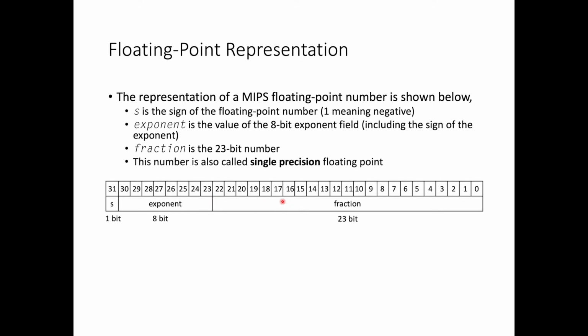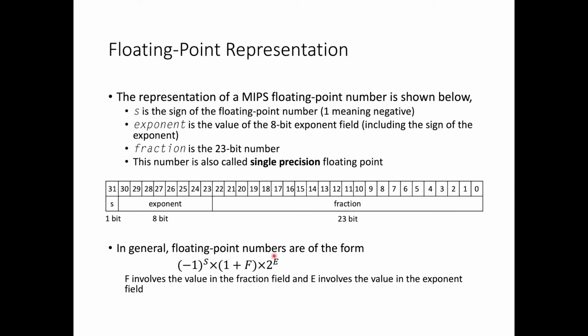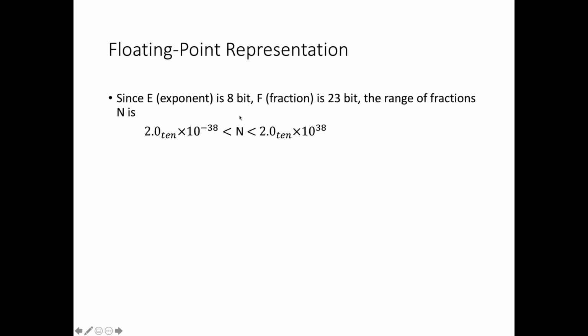If a number applies to this format, then this number is also called a single precision floating point. In general, floating point numbers have this format. We have S, which is the sign bit, F is the fraction, and E is the exponent. According to this format, exponent is 8 bits, fraction is 23 bits. So therefore, the range of this fraction is like that. This number cannot be smaller than that, and it cannot be bigger than this.